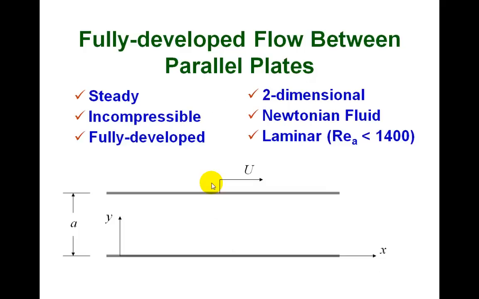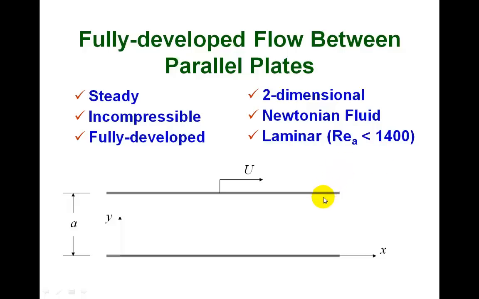For flow between parallel plates, we now have a two-dimensional geometry. We consider steady and incompressible flow from left to right, and we'll again make the assumption that flow is fully developed. Fluid is Newtonian, and the flow is laminar. In the case of parallel plates, what that means is the Reynolds number based on the gap width between the plates should be less than 1400, because the geometry is different.